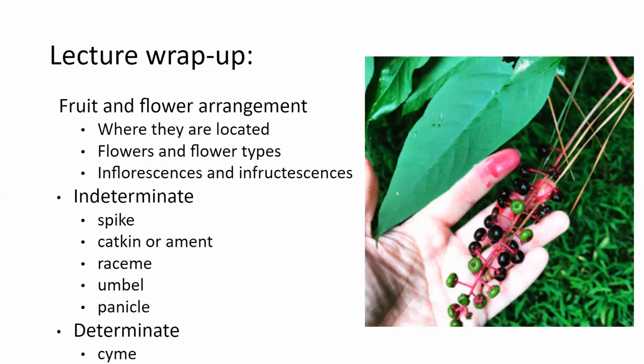Okay, so we have learned about the flower and fruit arrangement, where flowers are located on the stem, whether they're terminal or axillary, flowers and flower types, and then the entire structure, which we would call an inflorescence or an infructescence. We learned about the 6 different types of indeterminate fruit and flowers that we find in trees. And then for determinate types, there's only one, cymes, that is common in our flora.